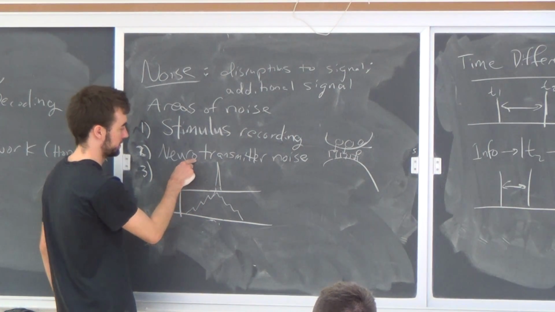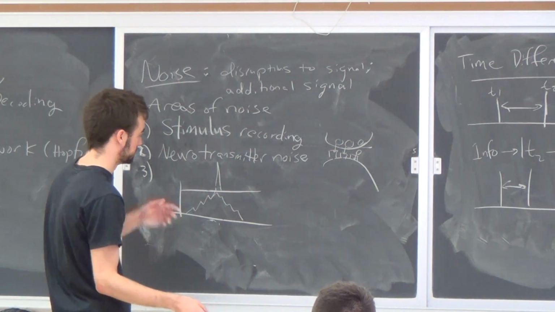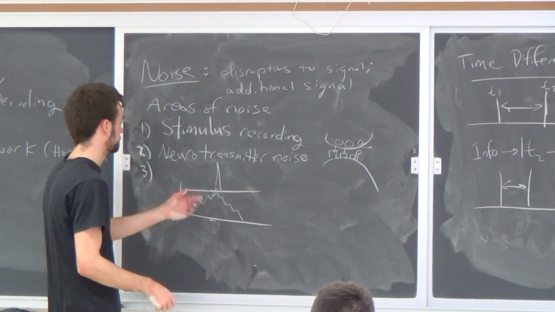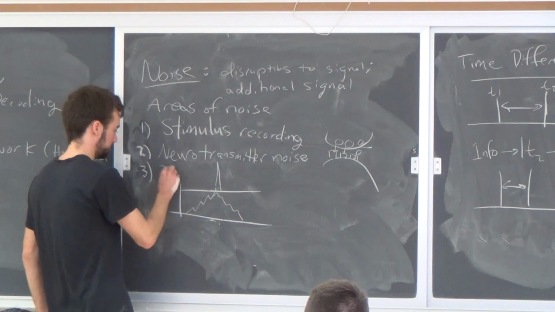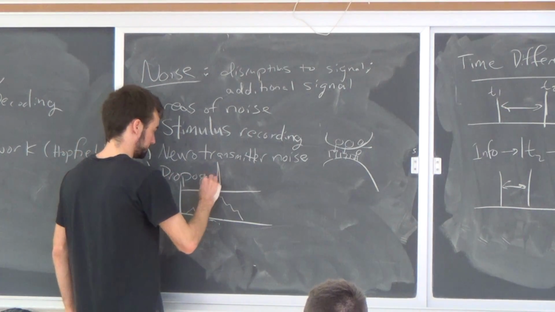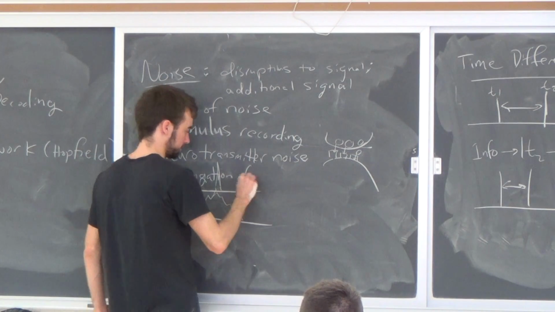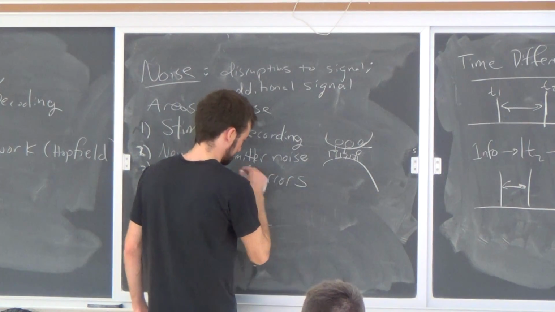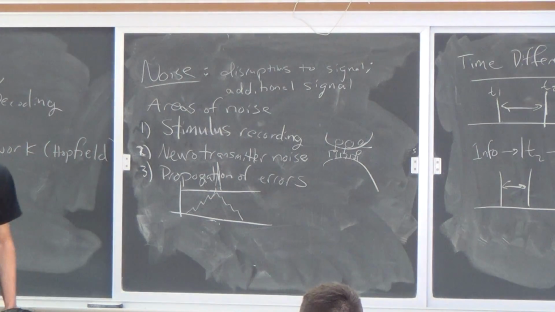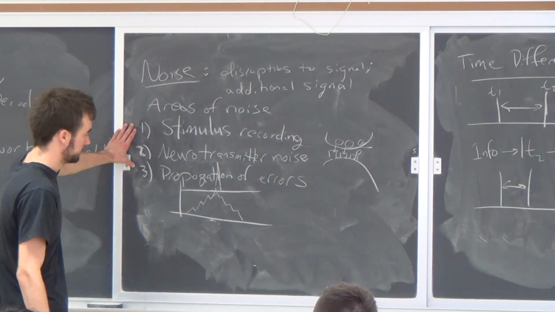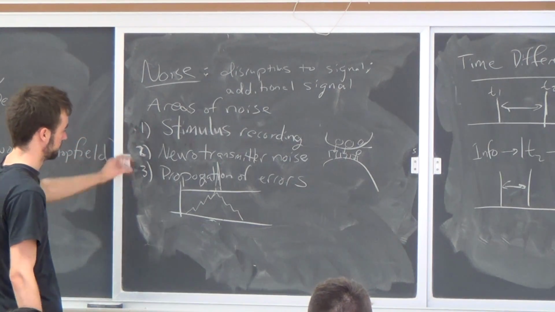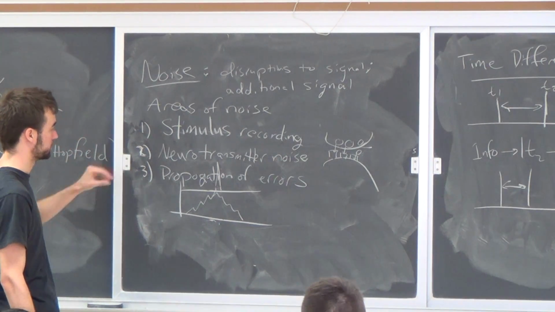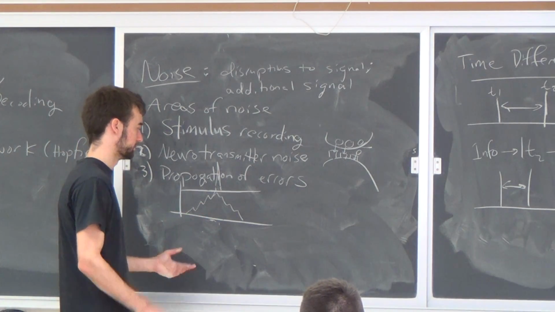I guess that's related to this: the fact that you're connected to a lot of neurons means that if one neuron doesn't do what it's supposed to do, then maybe another neuron doesn't either, and that propagates around. So, yes, propagation of errors. These are three sources of noise, and they don't just potentially happen, they happen all the time. They all corrupt the signal and make it different from what it should be.